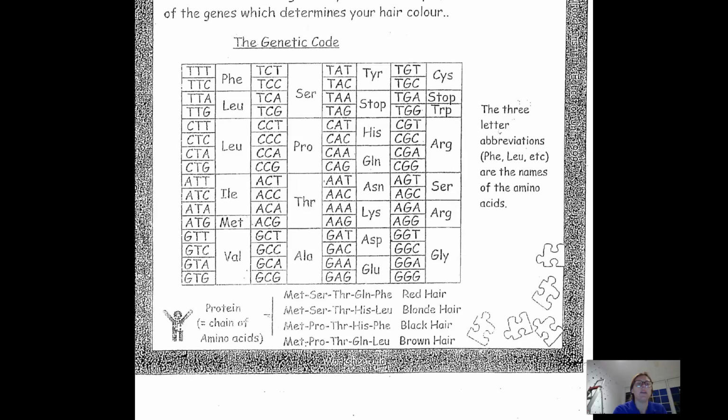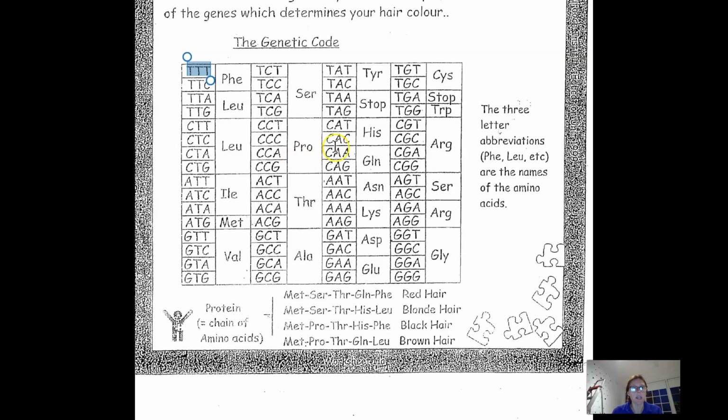If I have got a T and a T together, like here, then what we're finding is that T, T, and T make up an amino acid called phenylalanine, I think it is, but it's given the abbreviation PHE.